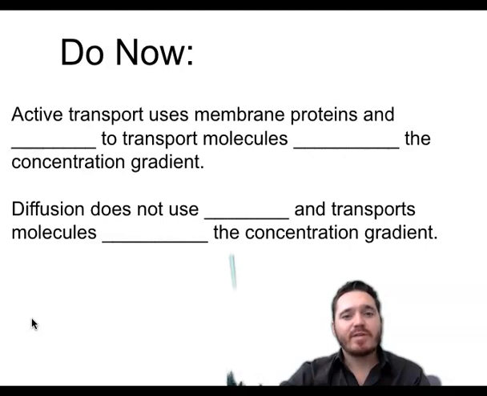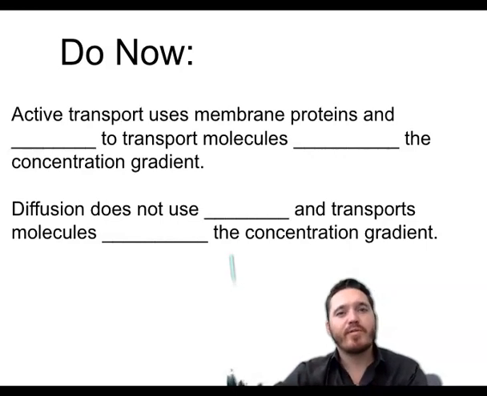Diffusion does not use ATP and transports molecules with the concentration gradient. Diffusion is a type of passive transport. Another type of passive transport that you're going to have to become familiar with is facilitated transport. So remember, that's the use of a membrane protein, but no use of ATP energy. And then the specific type of passive transport that we're going to be looking at is voltage-gated channels. Those are the proteins that are used for that facilitated diffusion.